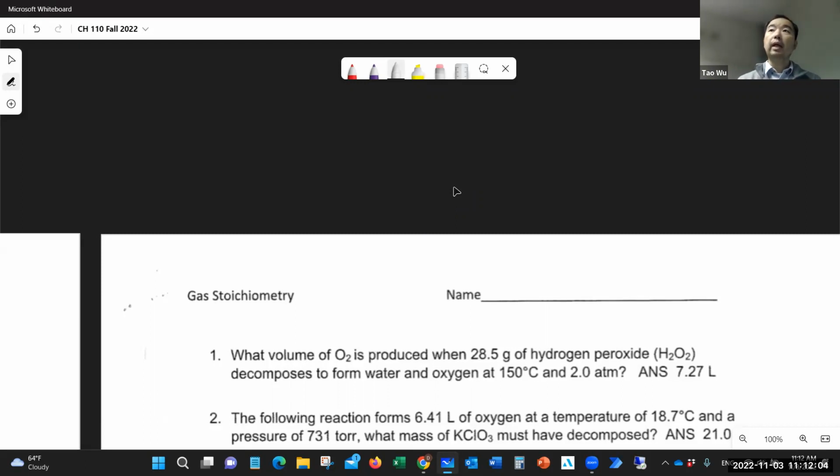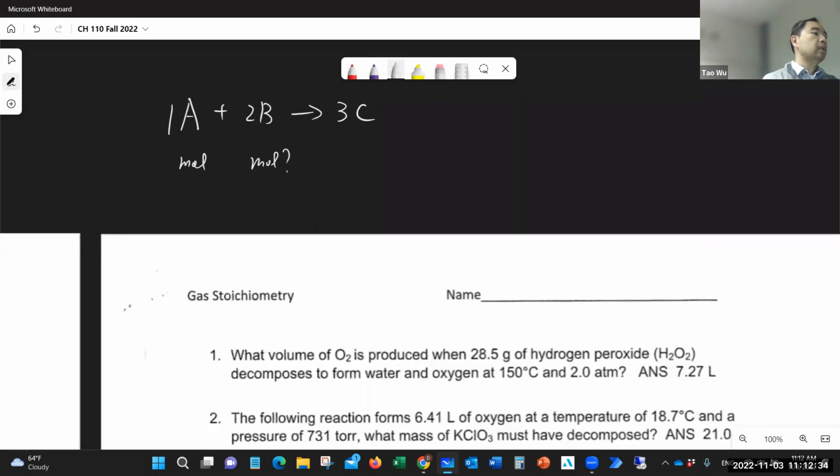So this is what we talked about, and we did 2 practice problems in the study guide for the solution stoichiometry. In general, stoichiometry is, for example, if we have A plus 2B forming 3C, and we know the moles of A, then we can use the coefficients to figure out the moles of B. This is what we call stoichiometry, okay? Using the moles of something to figure out the moles of other things in the chemical equation is called stoichiometry.